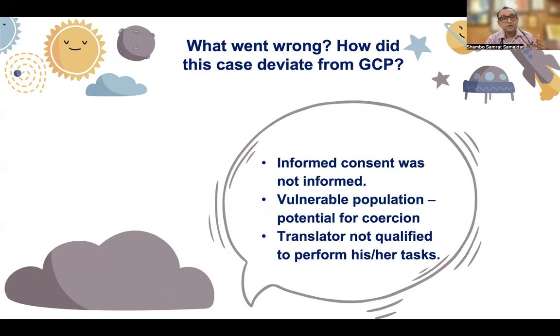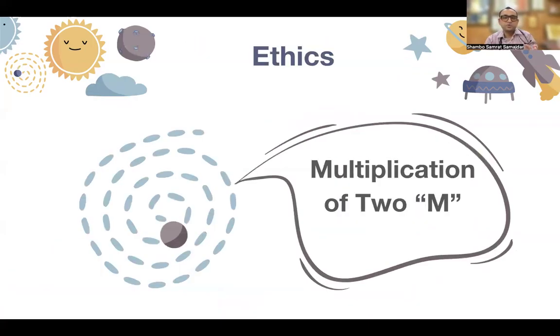What are the important principles from which this case actually deviated from the GCP? Yes, the informed consent was not informed. And these are a vulnerable population. We need to be extra careful while taking the informed consent because they have a potential for coercion. And the translator was not qualified to perform his or her task. So the 13th principle, overall quality assurance assessment, we need to be very cautious about that.